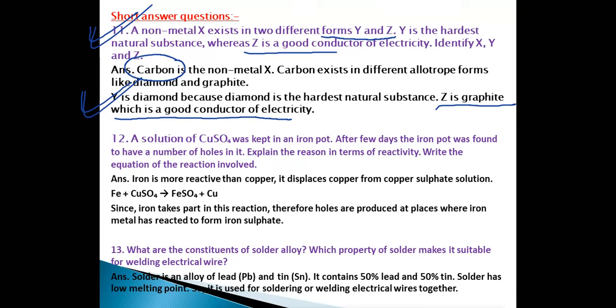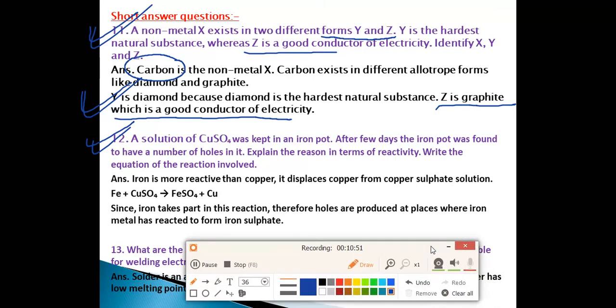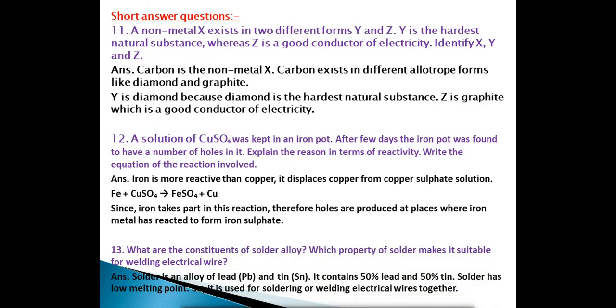Now come to question number 12. If a solution of CuSO4, that is copper sulfate, was kept in an iron pot, after a few days the iron pot was found to have a number of holes in it. Explain the reason in terms of reactivity. Write the equation of the reaction involved. So why has that person got holes in that container? This iron container is made up of iron. If someone has kept some copper sulfate solution in it, after a few days the person will see that the iron container has got some holes.